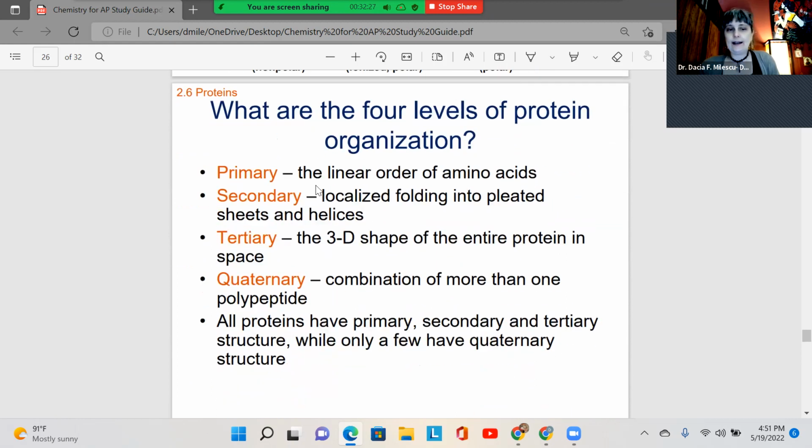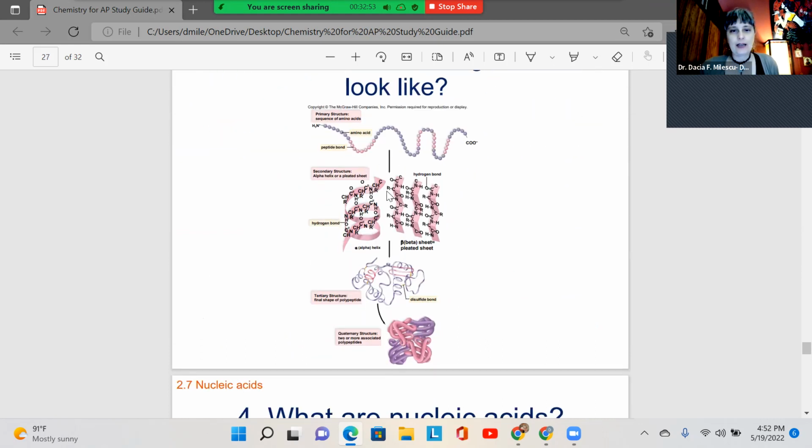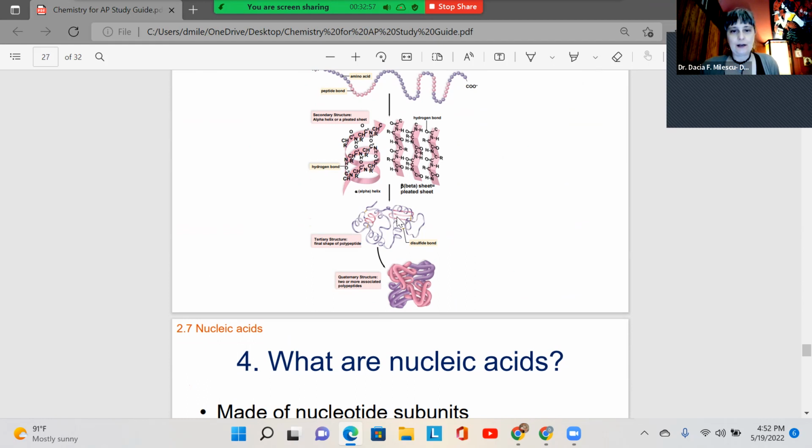So, like I said just now, primary is a linear order of amino acids. Secondary is pleated so that it can fold up a little bit. Tertiary is 3D shape. Quaternary is sphere-like so that it can really get packed in, okay? All proteins have primary, secondary, and tertiary structure, while only a few have quaternary structure because they're really large and they need to get to places. So here is primary, looks like a snake. Pleated, secondary. Tertiary is very popular.